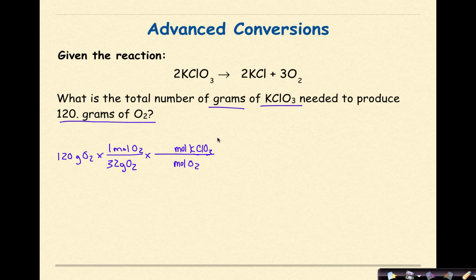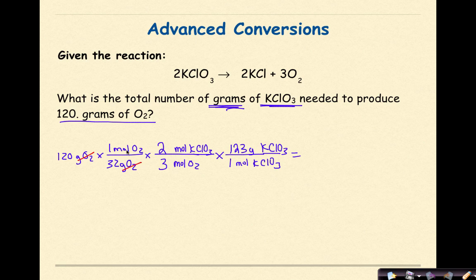Then I'm going to look at the coefficients from my balanced equation to fill in this ratio. There is a 3 in front of the O2. 3 goes here. There is a 2 in front of the KClO3, so I put my 2 there. And now I am in moles of KClO3, but I do not want moles of KClO3. I want the mass of KClO3. So I'm going to say 1 mole of KClO3 is equal to the gram formula mass of KClO3, which I will tell you is 123 grams of KClO3, and then I'm going to go through and cancel my units.